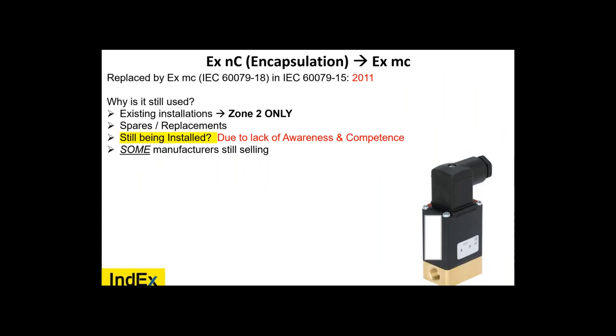Now, the old one, EXNC encapsulation, which has become MC. Why is it still used? Well, Zone 2 only, spares and replacements. Unfortunately, some manufacturers are still selling EXNC encapsulation type NC because of lack of awareness and competence.